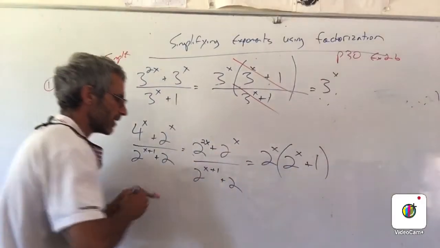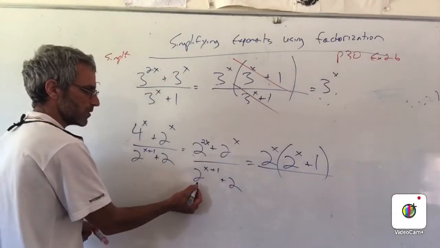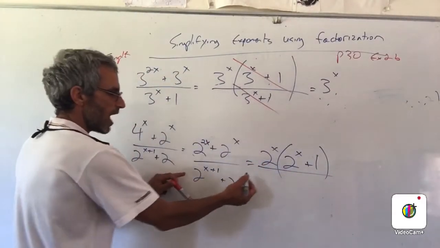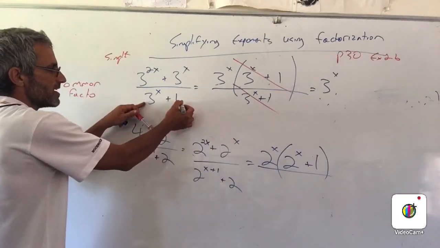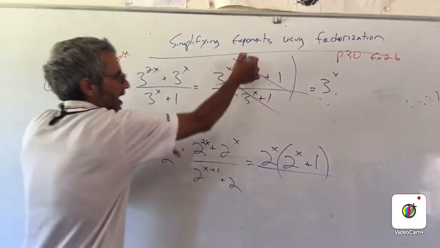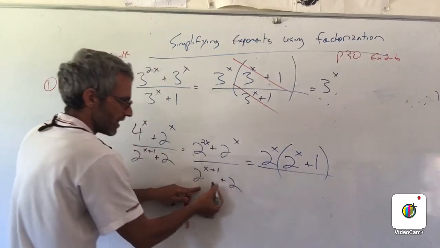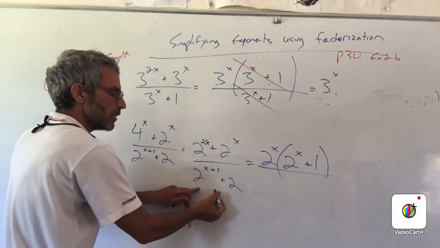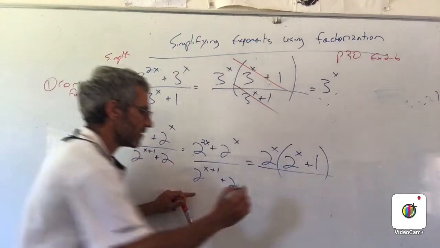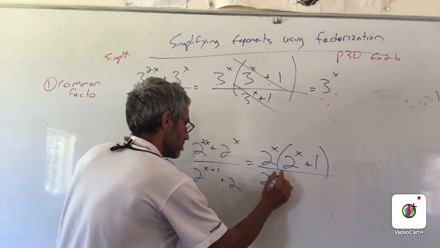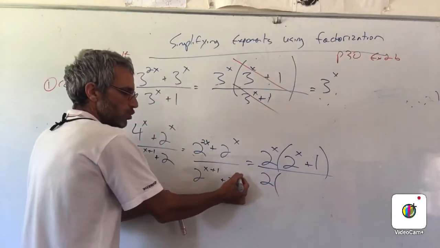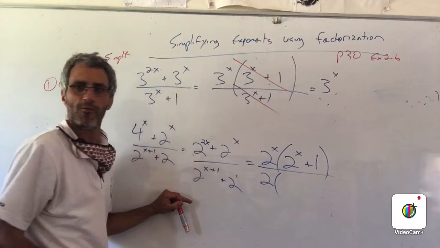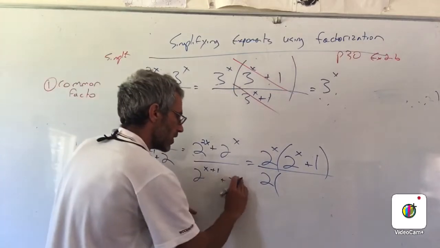So I've sorted out the top. Let's figure out the bottom. Here I left the bottom as it is. There was nothing to do and it got cancelled. Here, that's not going to get cancelled with that. It's not the same thing. So I need to take another common factor, and let's take 2. Because 2 to the power of nothing is like 2 to the power of 1, which is smaller. So we're going to write 2.